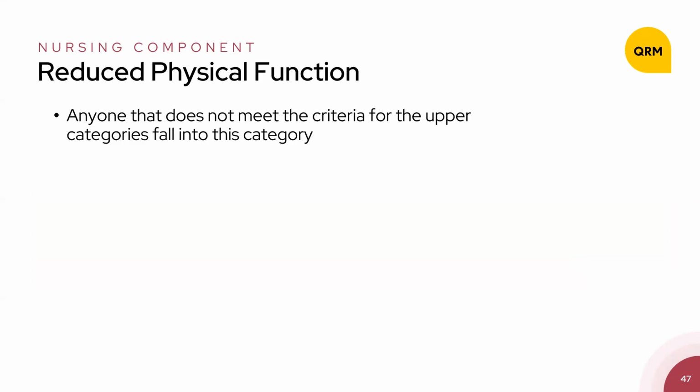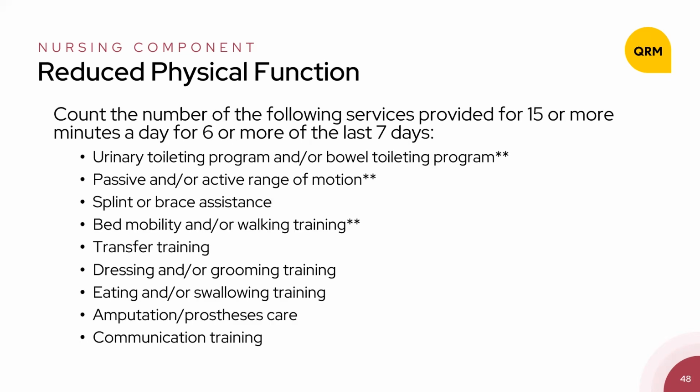The last category is reduced physical function. So like I talked about at the beginning, anybody who doesn't meet the criteria for the upper categories automatically falls into reduced physical function. So the only thing that we are then looking at is our restorative program. And remember, to count as a day, there has to be 15 or more minutes. And in order to count as a program, it has to be 6 or more days. And to actually get the end split or the credit, you have to have 2 or more programs. So those are listed here again for your reference.